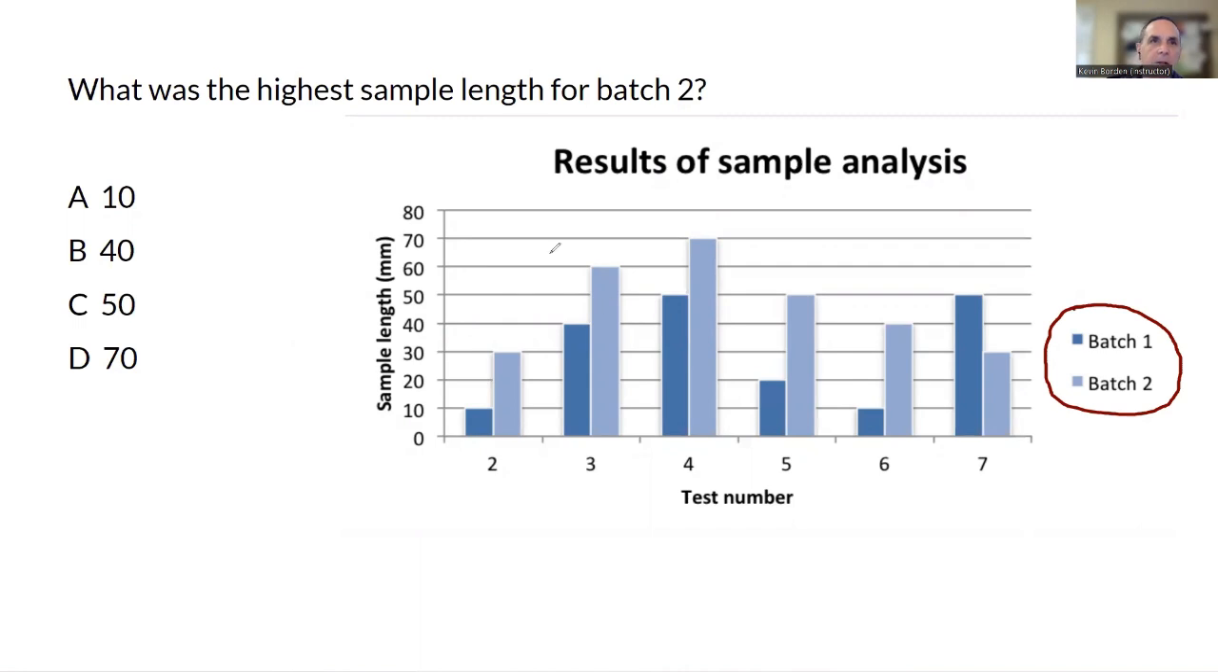All right, continuing. So this is also a pretty straightforward problem. We're trying to ignore the dark blue bars because those are really not part of the question. We're just focused on the light blue ones. We're looking for the tallest one. There it is. And then we come over here and we try to estimate what that is. It looks like that is exactly 70. And that is our sample length in millimeters. Next problem.